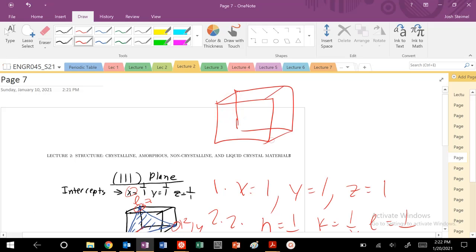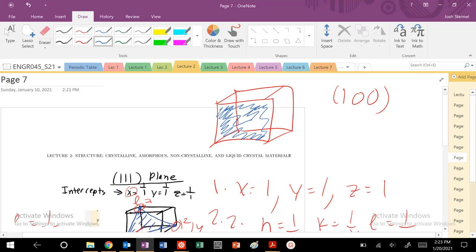For example, let's look at 1, 0, 0. How would I draw this plane? Well, it's going to intersect this axis here, so it'd be right here, this front face here. This front face would be my, actually, let me redraw it.